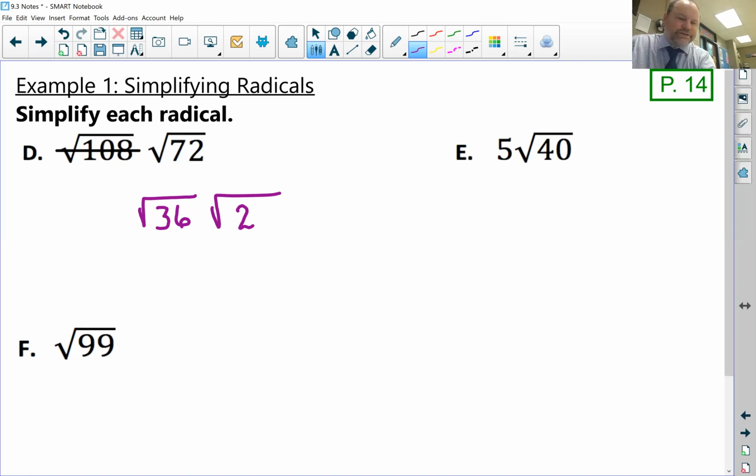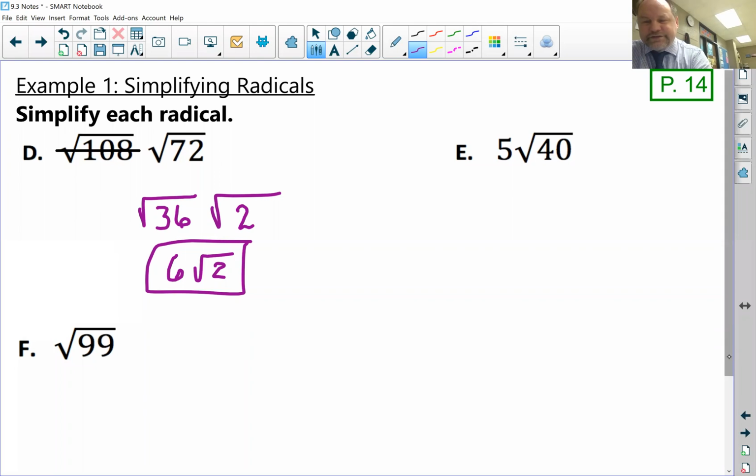The square root of 36 is 6. So the square root of 72 can be simplified into 6 times the square root of 2. Notice I'm not just plugging 72 into the calculator, taking the square root, and writing out the decimal approximation. So don't do that on your homework either. I want expressions that possibly contain square roots. They might not. If we had a perfect square factor, it would not contain a square root.